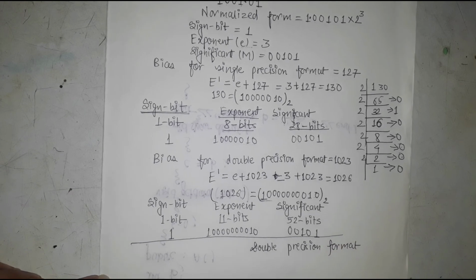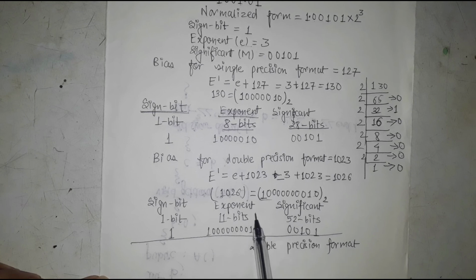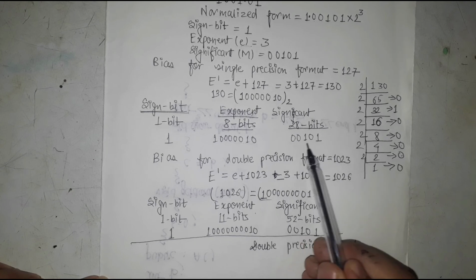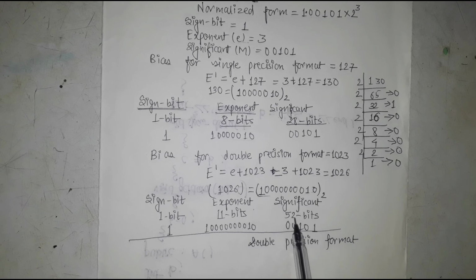So I'd explain it one more time to you. The sign bit is the same as in single precision. The exponent that we calculated, I've written it here, and the 52-bit significand is whatever is written here because it is all the same. You can add zeros and make it 52 bits. It is not really important. So this is how we represent the given number in single and double precision format.